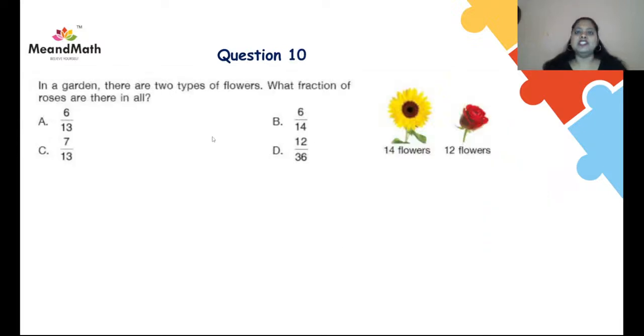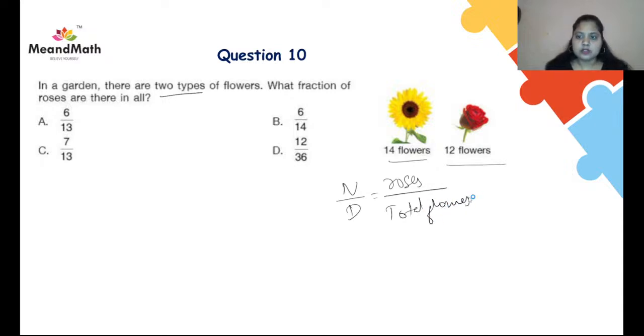Question 10. In a garden, there are two types of flowers. What fraction of roses are there in all? You can see that in a garden there are two flowers, one sunflower and another rose. They're asking what fraction of roses are there in all. So the numerator over the denominator is total number of roses by total flowers. Total flowers means sunflowers and roses included.